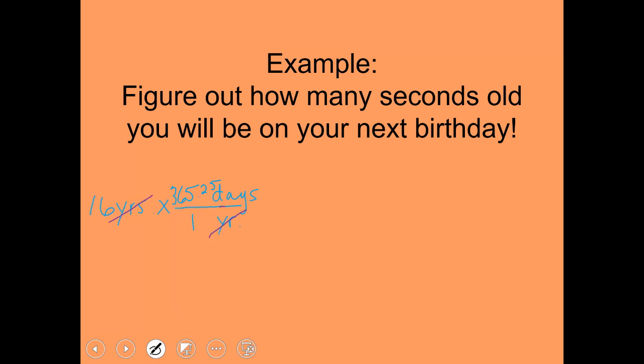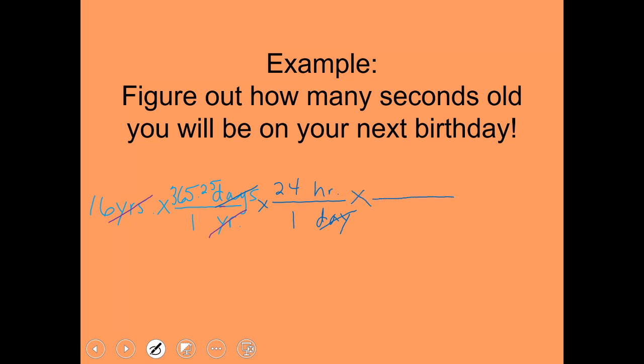Now, I can keep going. I'm going to switch to a different blue because it's a little hard to see that one. But I can convert from days to hours. We know there's 24 hours in a day. Days divide out when we multiply by 24 and divide by 1.